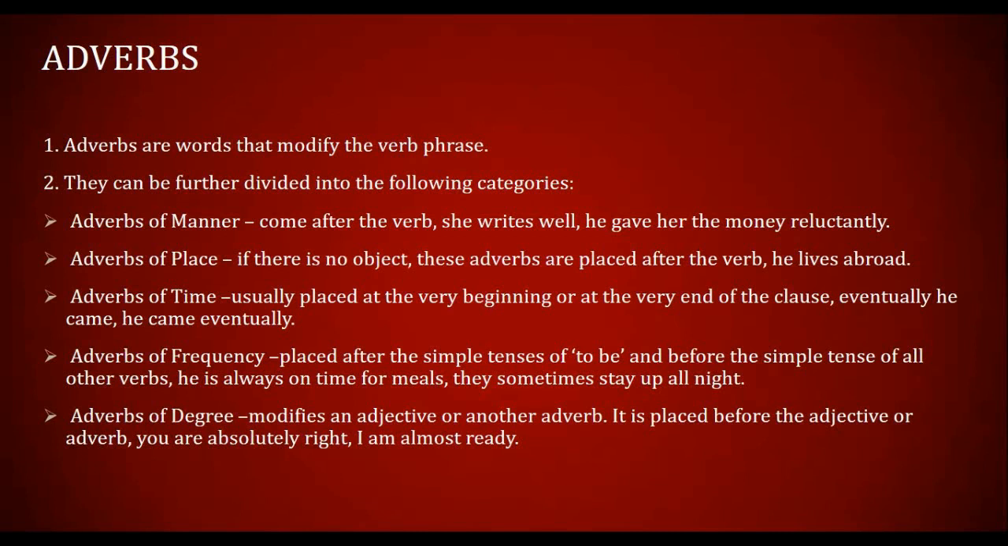So if you say she writes well, now here writes is the verb and well is telling about the way she writes, right? So it is telling us more about the verb. So she writes well, writes is a verb and well is an adverb, right? Okay. So similarly, another example, he gave her the money, gave is the verb, reluctantly. So although he gave it, he was reluctant to give it, right? So you're telling the manner in which he has given her the money, right? Or you say, she sings really well. So well is an adverb.